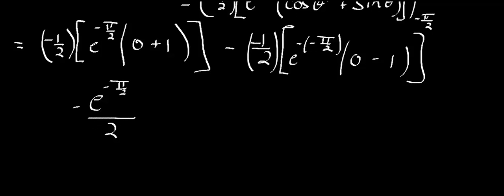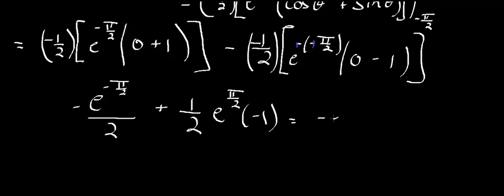Okay, notice here, these minus signs cancel, so you should get an e to the positive pi over 2. Let's keep going. This minus sign will cancel with this, so it'll be plus 1/2 times e to the pi over 2, and then you're multiplying by negative 1. So this is equal to negative e to the negative pi over 2 all divided by 2, and then minus e to the pi over 2 over 2.